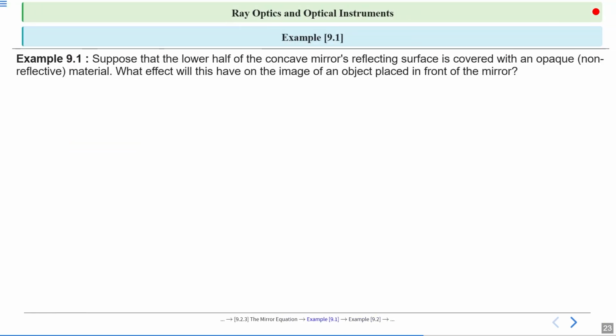So example 9.1: suppose that the lower half of the concave mirror's reflecting surface is covered with an opaque non-reflecting material. So half of the mirror is covered with non-reflecting material. What effect will this have on the image of an object placed in front of the mirror? Will the image be halved, or something else?